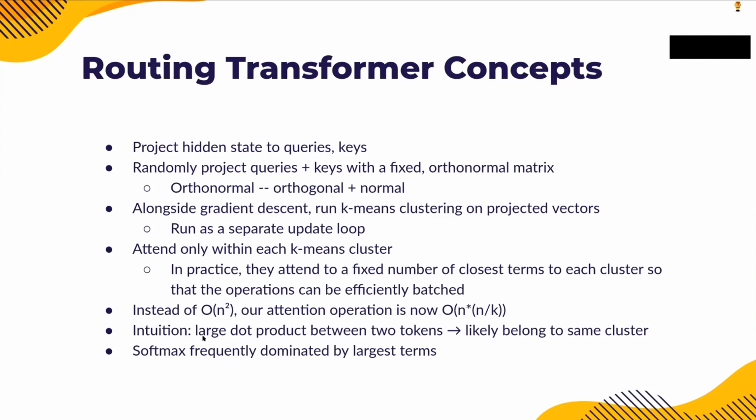So the intuition here is that if you have a large dot product between two tokens, that probably means that those tokens are likely going to belong to the same cluster. And if your attention weights are dominated by a few key elements, this means that attending locally within these k-means clusters is a pretty good approximation of what dense attention is doing anyhow. And typically, we do find that many of the attention matrices empirically in BERT are dominated by a few large terms when we inspect the attention weights.